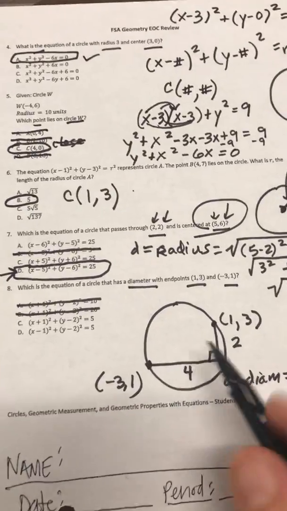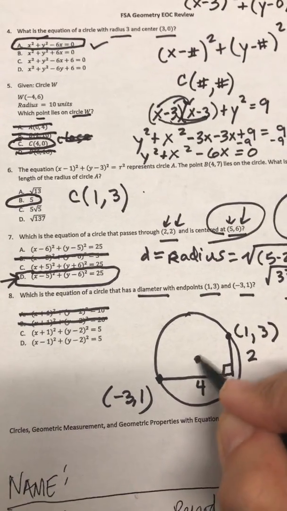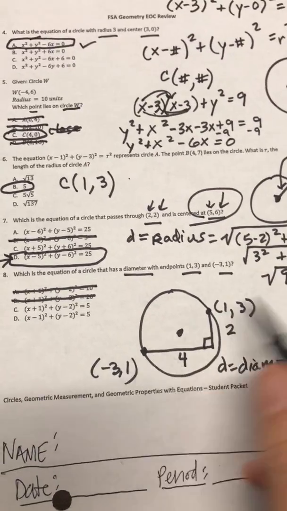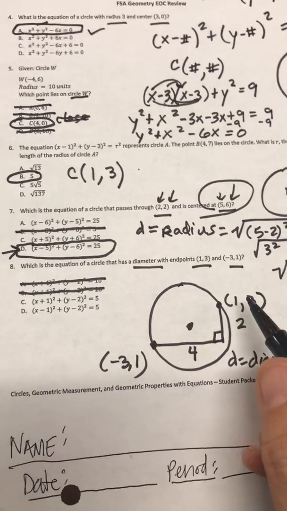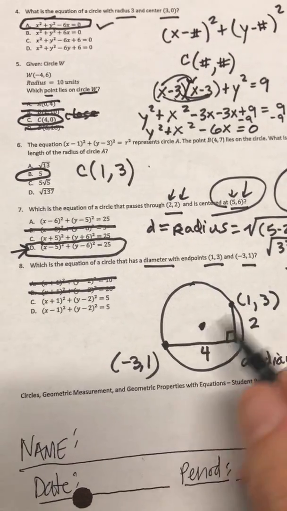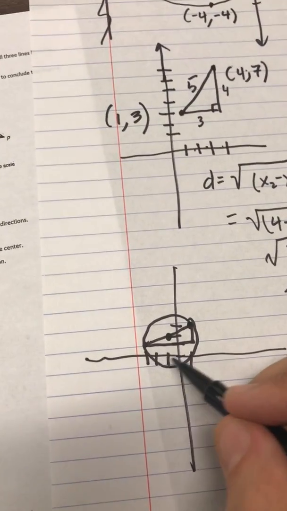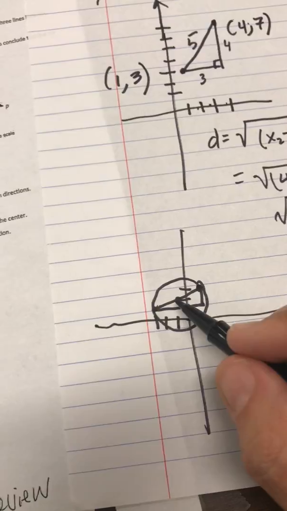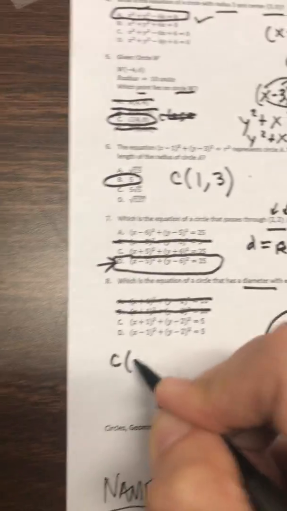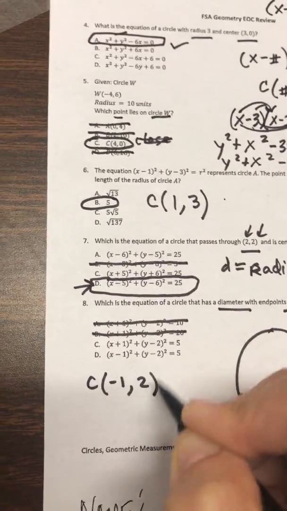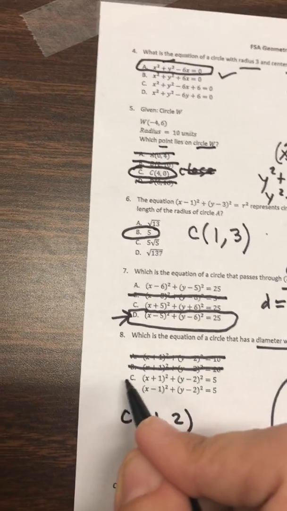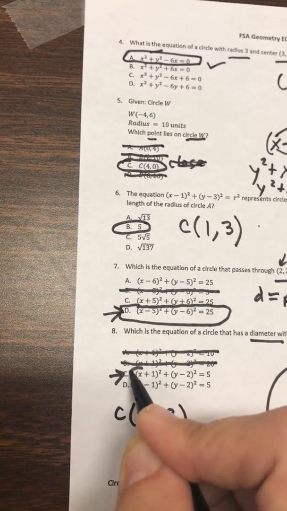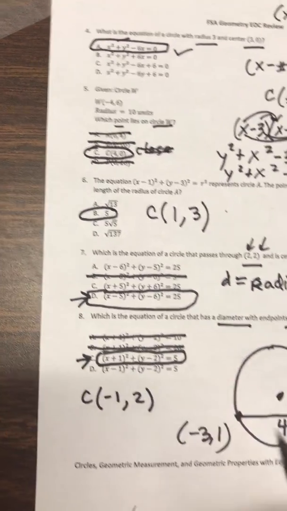So now let's think about what point would be in the middle. We get to use our midpoint formula. If I look just on my chart here, it looks like my midpoint would be at -1, +2. So if my center is at -1, +2, then these signs will be flipped. Okay, so there's our answer right there.